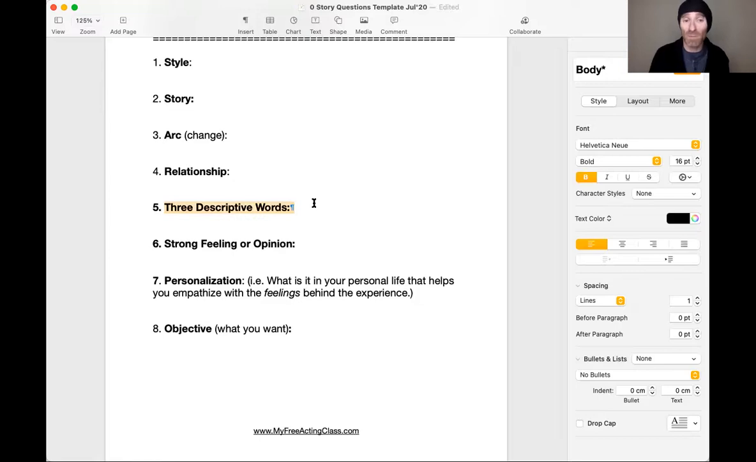Descriptive words: you can certainly pull those words from the breakdown. Right, she's the moral compass, if you're Alli. Like slightly more straight-edge or conservative. Strong feeling or opinion about each person in the scene, each thing that's happening, is really important.